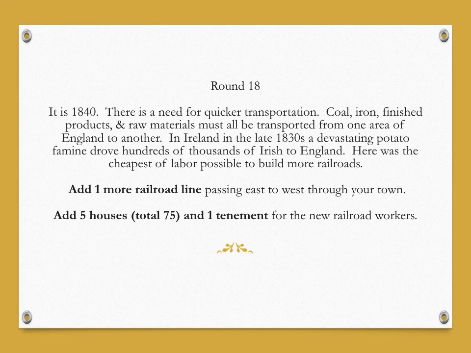Add 1 more railroad line passing east to west through your town. Add 5 houses. You should have a total of 75 houses now. And 1 tenement for the new railroad workers. Pause the video until you're ready to move on.